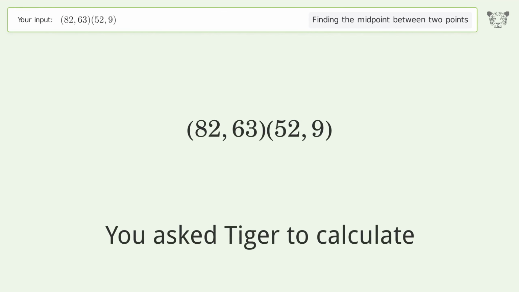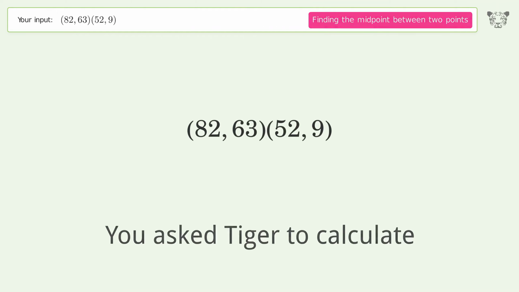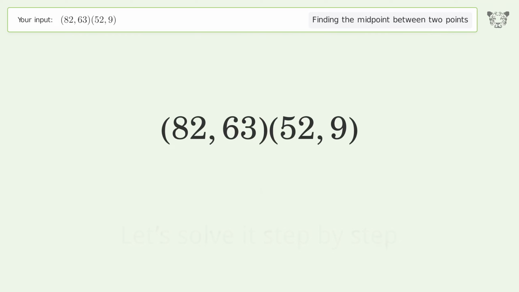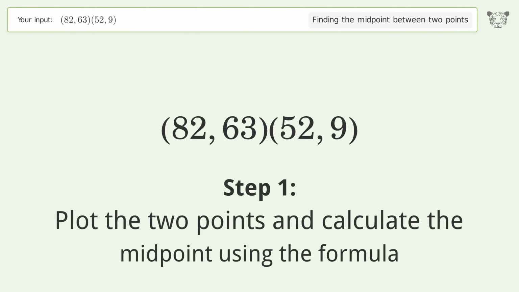You ask Tiger to calculate. This deals with finding the midpoint between 2 points. The midpoint between the 2 points is 67,36. Let's solve it step by step. Plot the 2 points and calculate the midpoint using the formula.